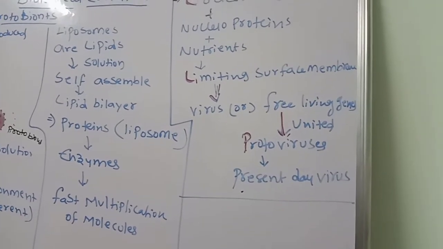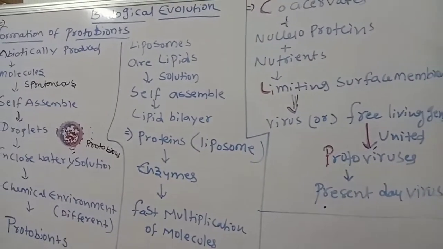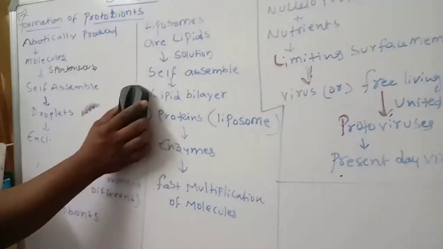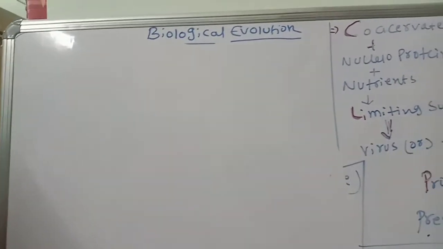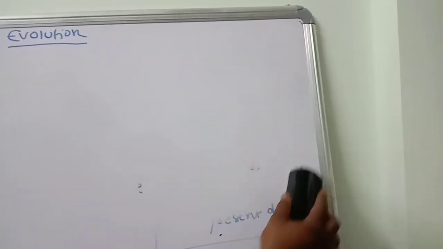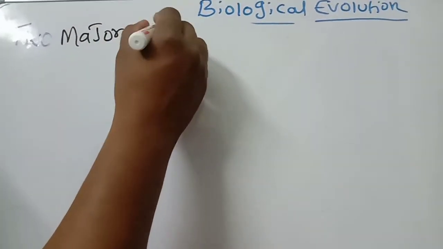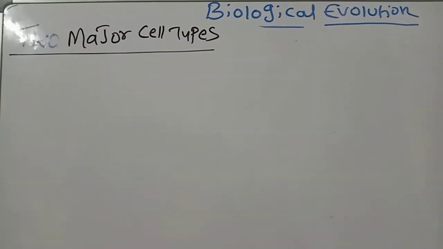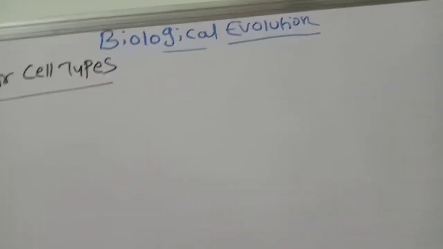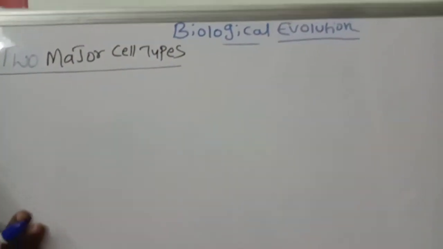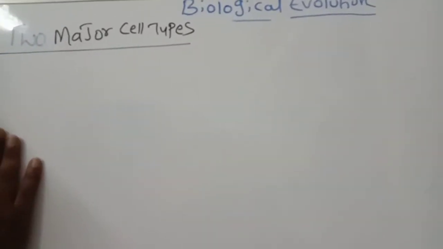So, biological evolution. The next concept we are discussing is how prokaryotes and eukaryotes are formed. You should remember this point. There are two major cell types. What are the two major cell types? That is what we are going to discuss: how prokaryotes and eukaryotes formed.